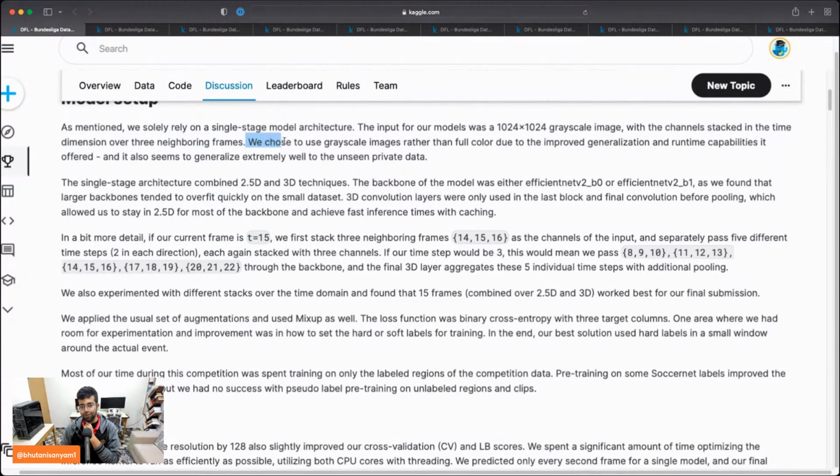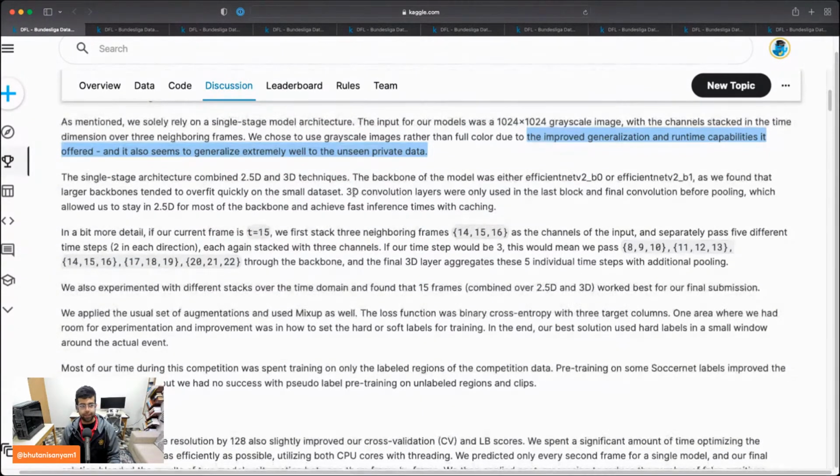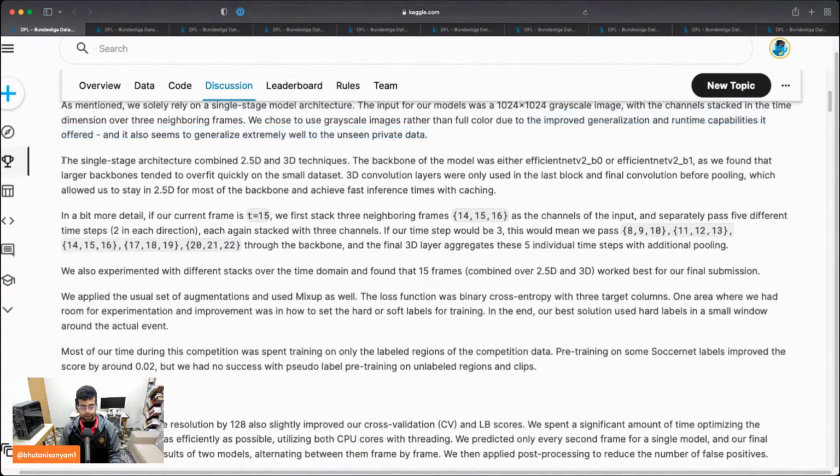They chose grayscale images rather than full color due to improved generalization and runtime capabilities. And they said it worked really well on unseen datasets as well. The single stage architecture combined 2.5D and 3D techniques. Now, what does this mean? They said that they had used 2.5D and 3D approaches, right?